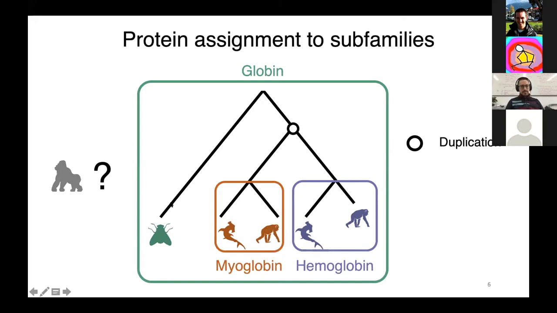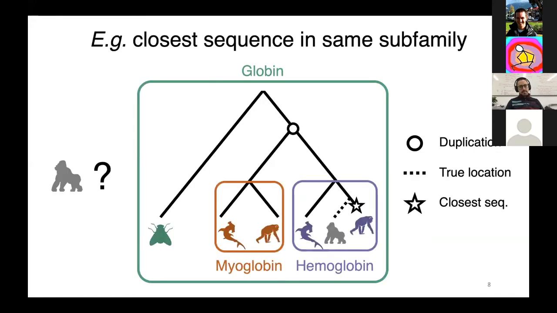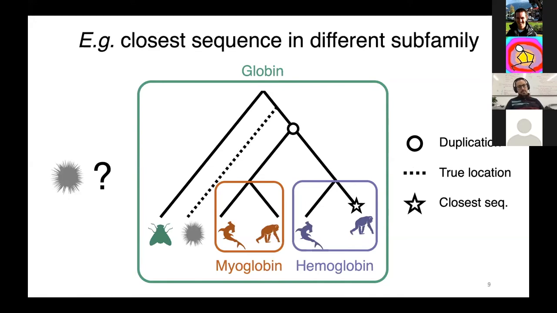So someone could ask, can't we simply use the same subfamily as its closest sequence with tools such as BLAST, for example? In that example, the striped line depicts the true location of the query, while the star is the closest sequence location. In that example, it looks fine because both belong to this hemoglobin subfamily, and therefore it would be fine to use the closest sequence here. However, it is not always the case.